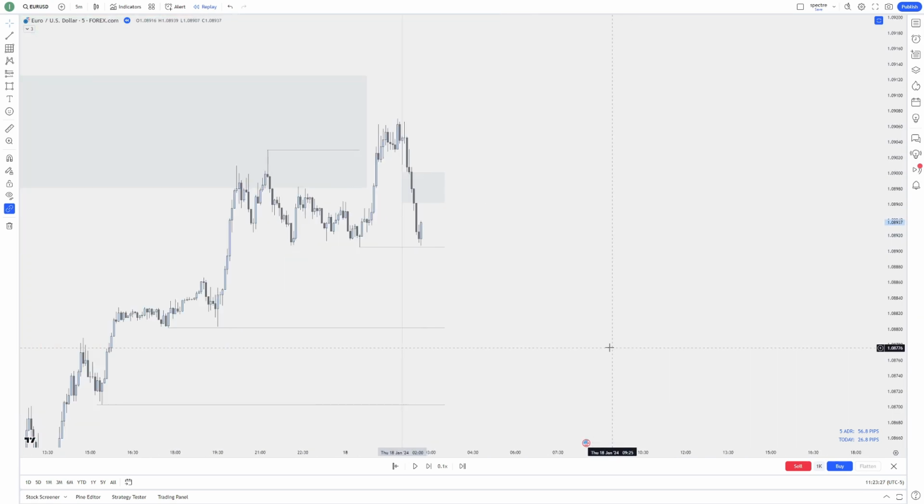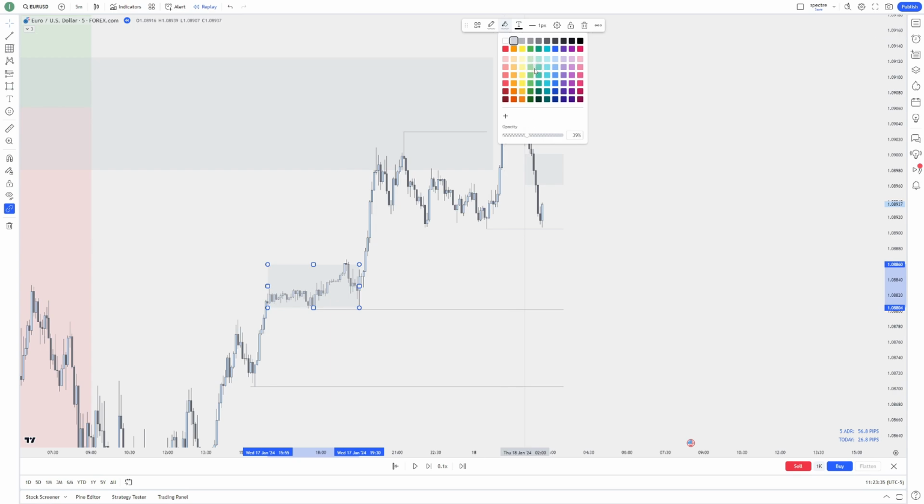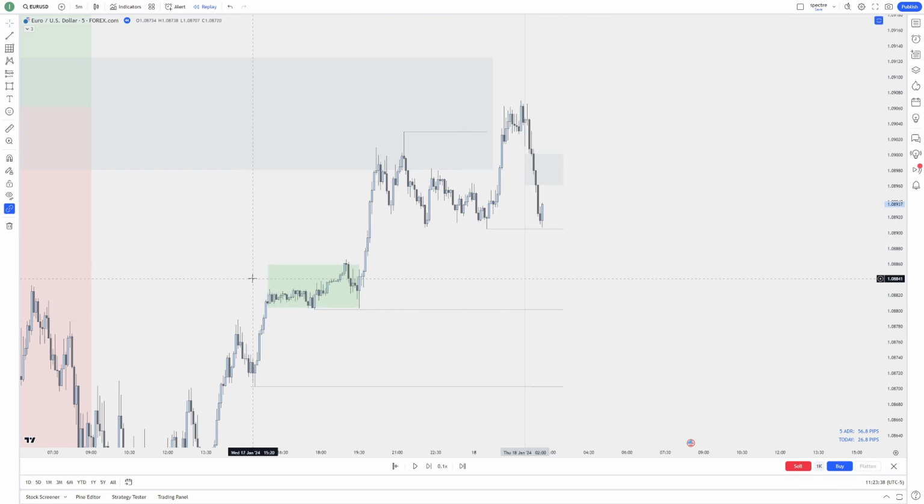What can we now see? From that, we formulated a nice 5 minute market maker sell model. Did you see how we didn't instantly go and look for the pattern? We've used logic to frame a bias and a narrative, and then finally we begin to see the market maker sell model formulate. We can now see this market maker sell model.